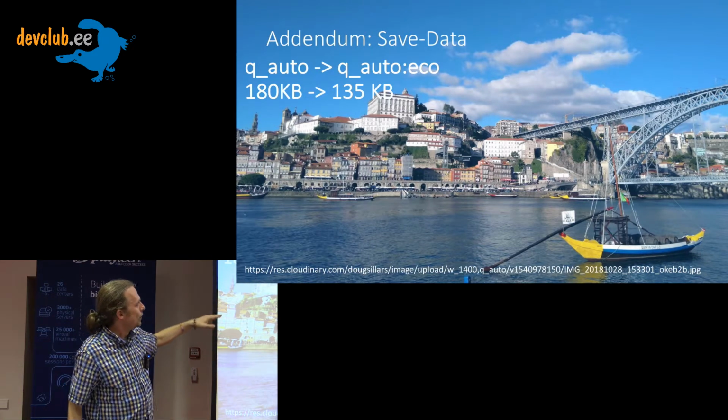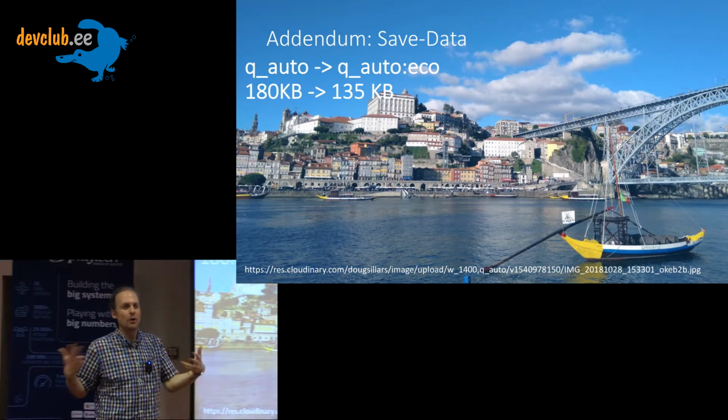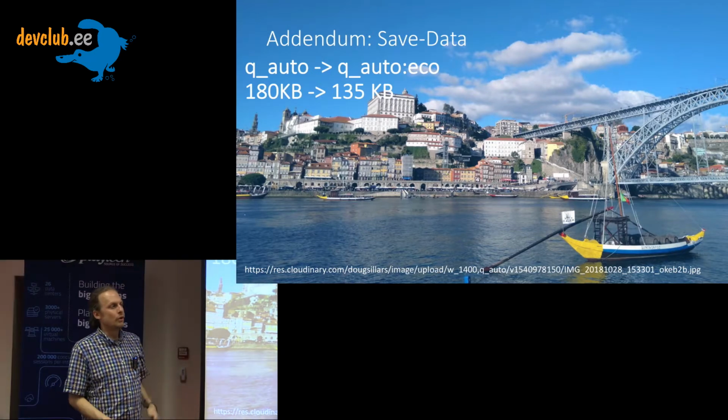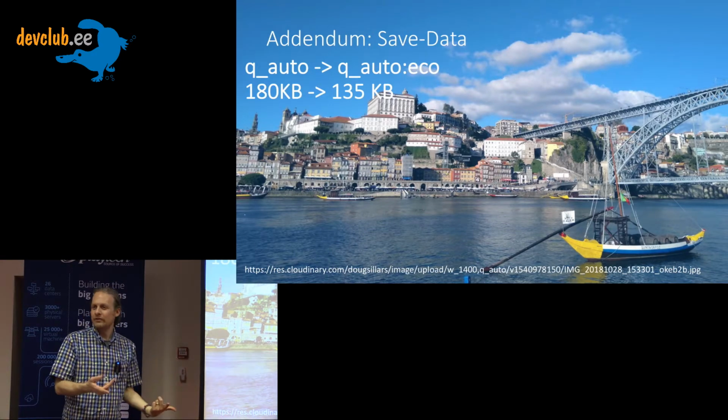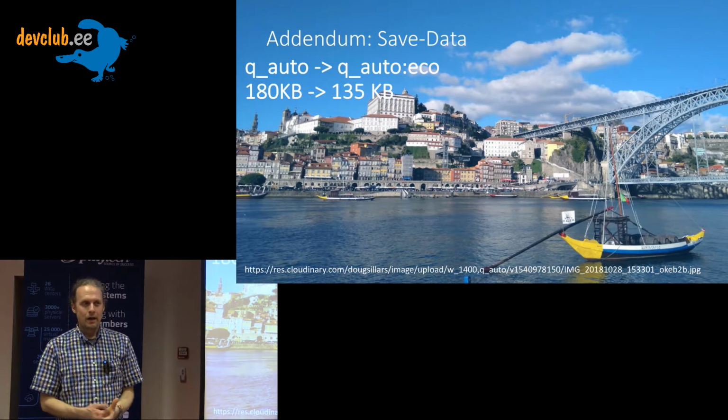I talked about saving it as quality, the auto format. The Cloudinary tool, if it sees that you have saved data turned on, it turns it to Q Auto Eco. It's more aggressive, and it makes the image another 50K smaller. So there are a lot of ways you can be maybe a little more aggressive with the compression, make those images smaller, maybe hide the videos.